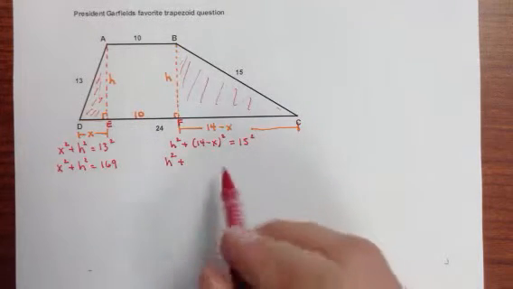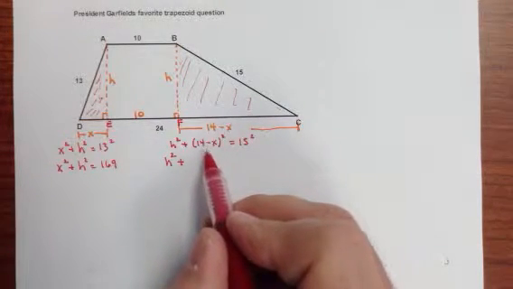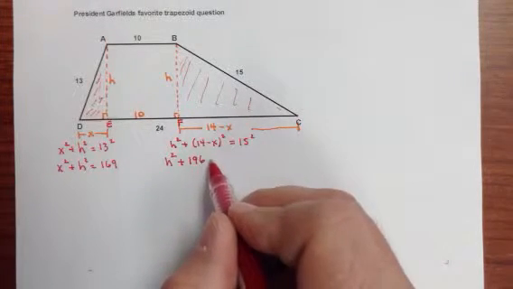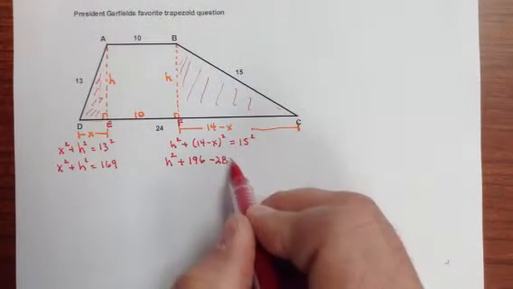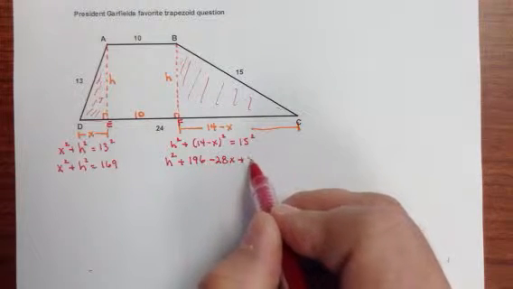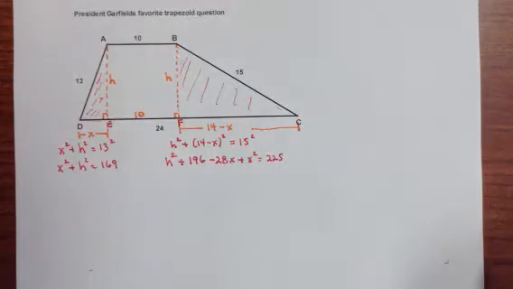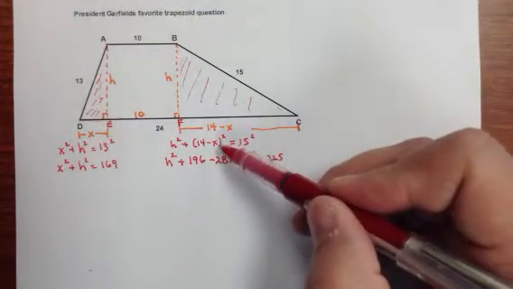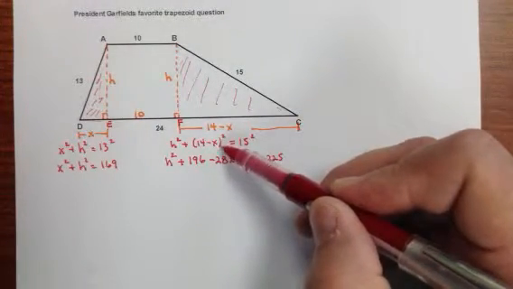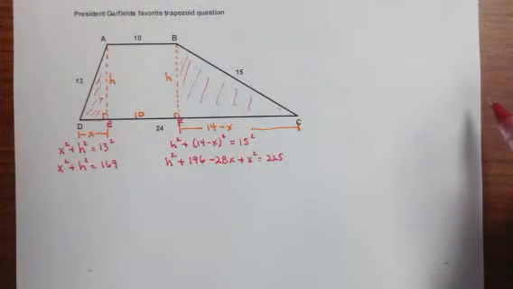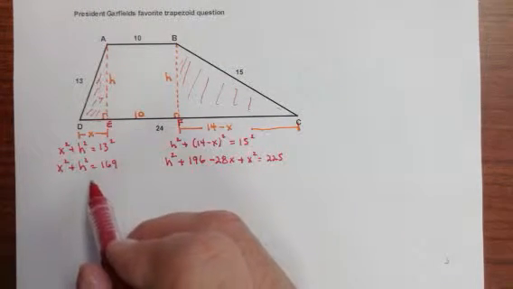H squared plus, all right, I need to expand 14 minus x, and I get 196 minus 28x plus x squared equals 225. You can always take this over to the side and FOIL it, right? Two separate binomials, and then FOIL it for your expansion. All right, so many ways to solve this.